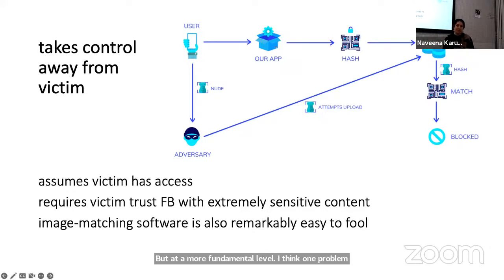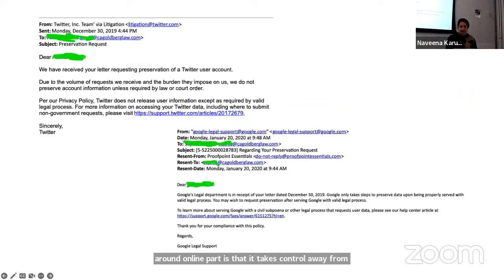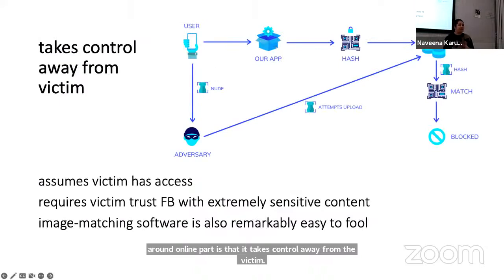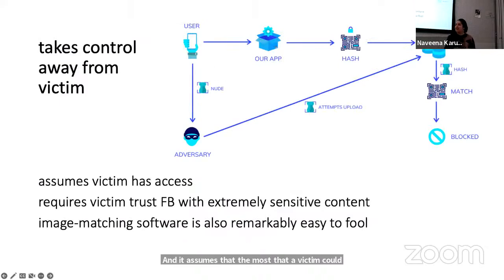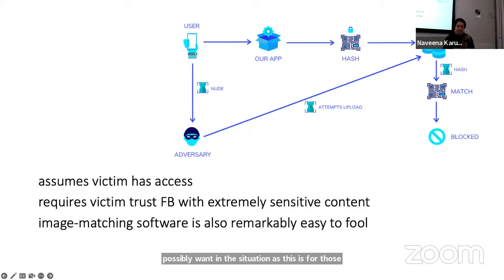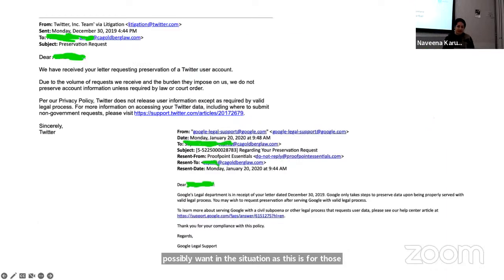But at a more fundamental level, I think one problem that exists in this and similar efforts that we have around online harm is that it takes control away from the victim. And it assumes that the most that a victim could possibly want in a situation like this is for that content to be removed from the website. And that's actually not entirely true.